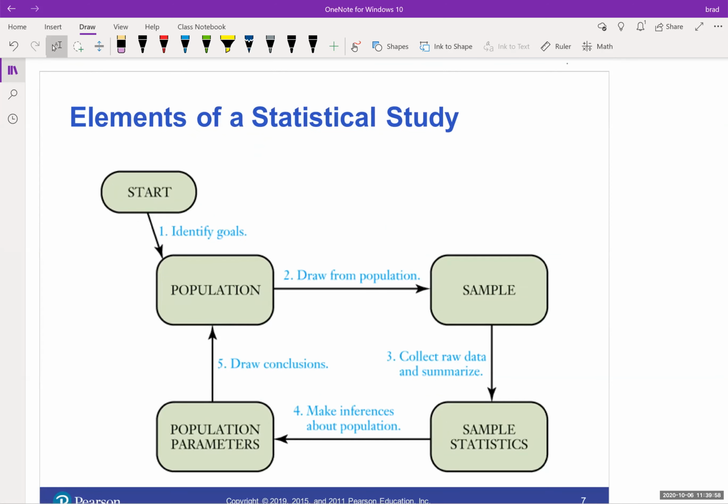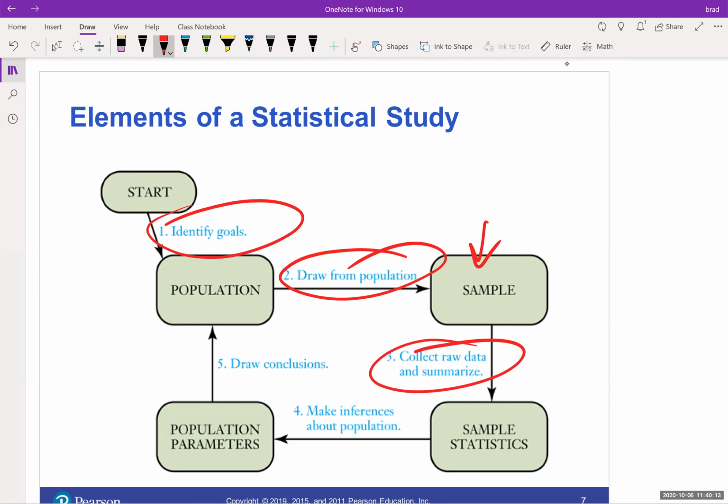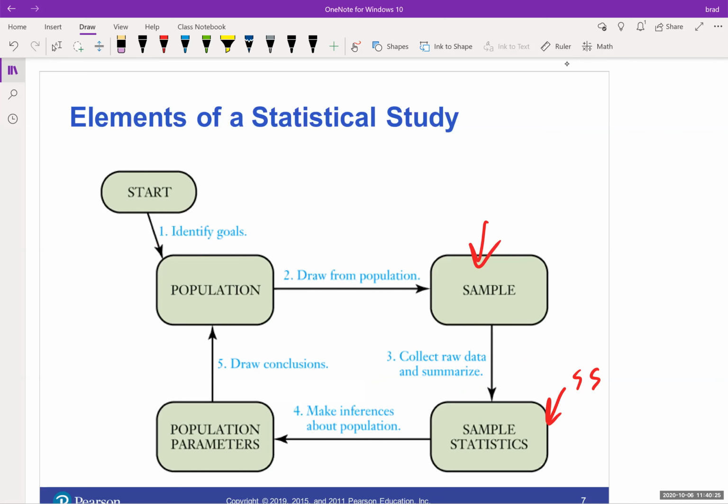So, elements of a statistical study: you have to identify your goals, okay? You have to have a population that you're going to draw from, but the moment you draw from that population, you now have a sample, and then collect raw data and summarize, okay? So remember, what describes the sample is called the sample statistic, okay? Now, make inferences about the population. So here's the goal overall, okay? You see how these arrows kind of go like this? Okay, you see how it kind of goes like that?